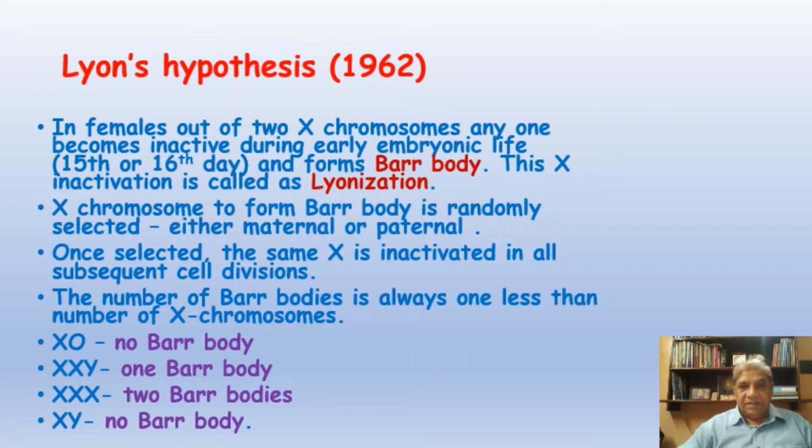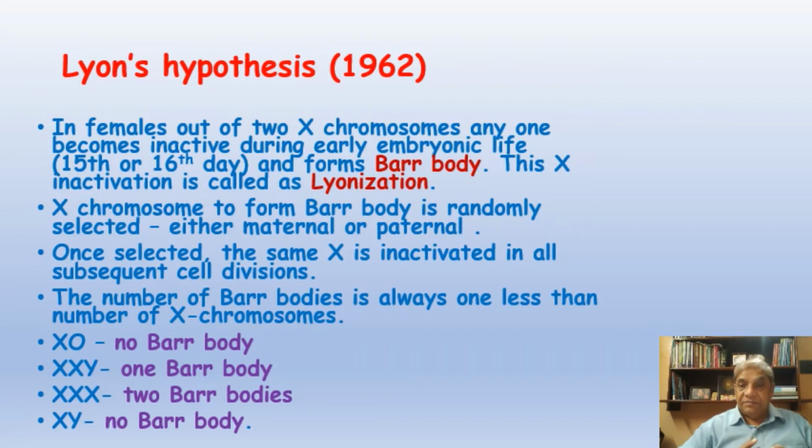Okay, Mary Lyons. Now, this lady said that in females, out of two X chromosomes, any one will become inactive. This was not told by the previous investigators, who said that out of two X chromosomes, one is inactive and forms the bar body. She further analyzed what they had said: in females, out of two X chromosomes, any one becomes inactive.